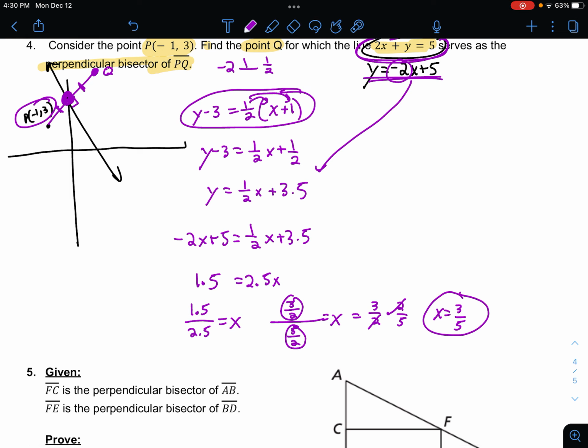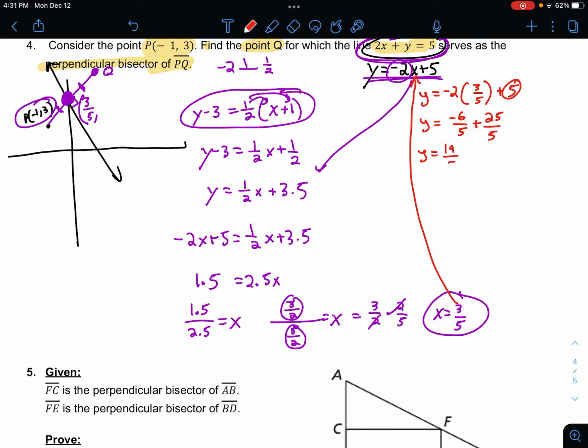Now that x coordinate belongs to the point of intersection, 3 over 5. And so now I need to find the y coordinate of that point of intersection. So I can substitute that back into either equation. And so I'm just going to pick this one. So I get y equals negative 2 times 3/5 plus 5. Negative 2 times 3 is negative 6 over 5. And I'm going to want a common denominator, so I'm going to turn my 5 into 25/5. Combining, I get y is equal to 19 over 5. So that is the coordinate where these two lines intersect.